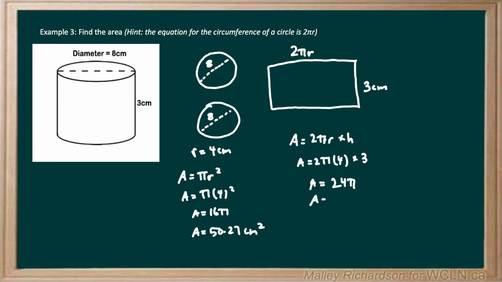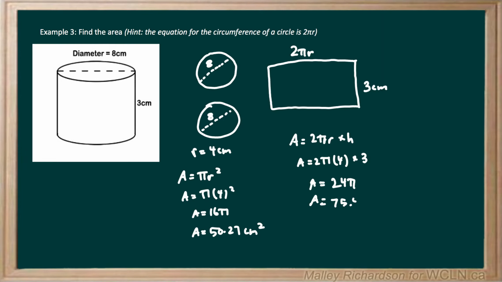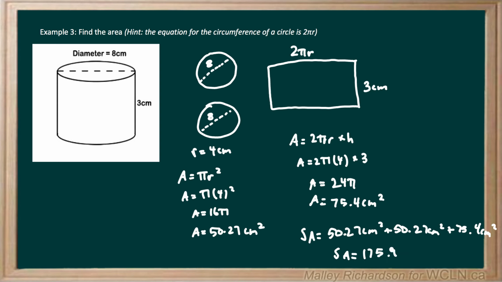And we get our total area to be 75.4 centimeters squared. Now our surface area is going to be the addition of all these areas together. So we have 50.27 centimeters squared plus 50.27 centimeters squared plus 75.4 centimeters squared. Now when you add all these areas together, you get your total surface area of 175.93 centimeters squared as our final answer.